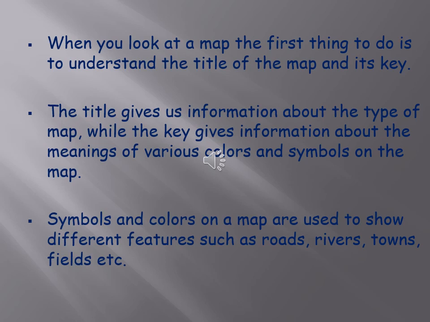I told you already what the different features are. Means the name of a new land or a river or hills, mountains or a capital city or a village, anything. Symbols and colors on a map are used to show different features such as roads, rivers, towns, fields, okay, farming fields, etc.